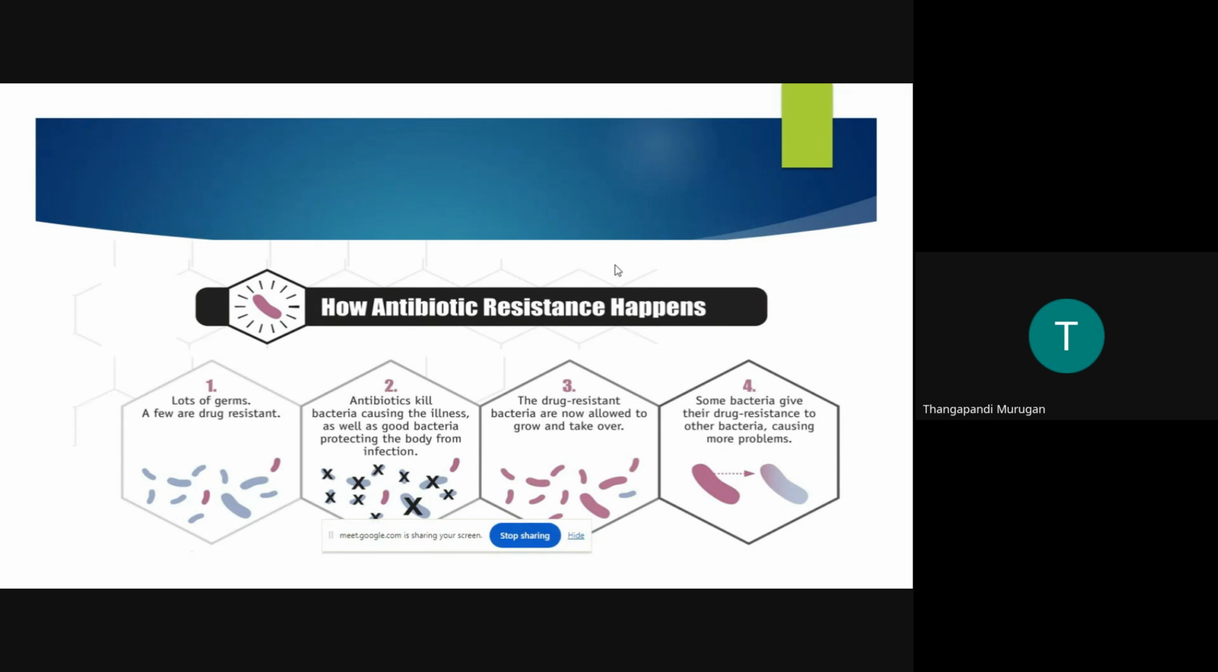When we are not treating the particular microorganism properly, the antimicrobial is either inhibiting or killing the microorganism. So we are not giving it in the correct dose or correct frequency, or it is not de-escalated at the particular time because we are extending the antimicrobial treatment longer than recommended. So the drug-resistant bacteria are allowed to grow and produce resistance.